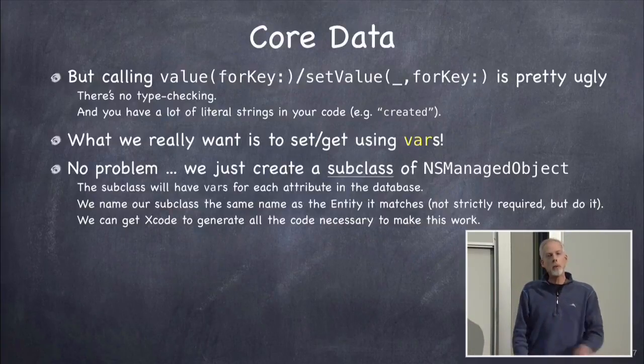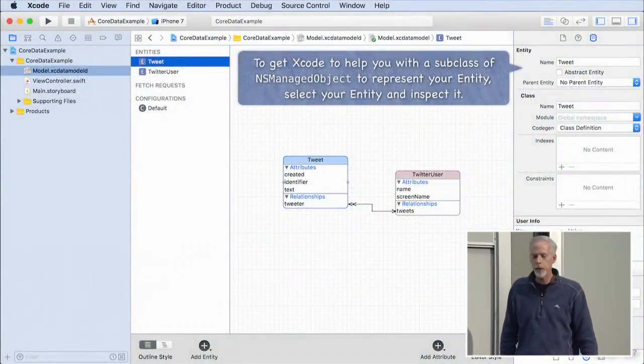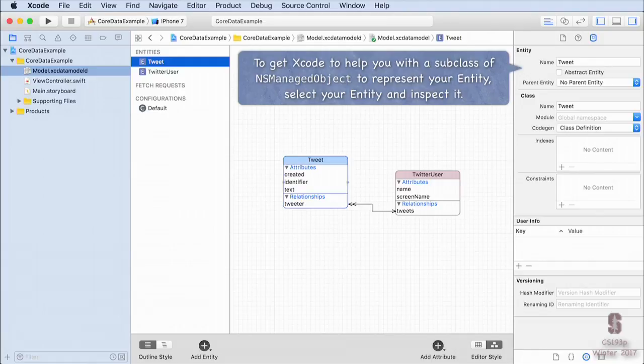And Xcode will generate all that code for you behind the scenes. You don't have to do any work to make that happen. It's quite simple. So let's look and see how we do that. You do that by inspecting the entity. So here I've chosen tweet, not any of its attributes, but tweet itself. And I want to make it so it generates this magic code.